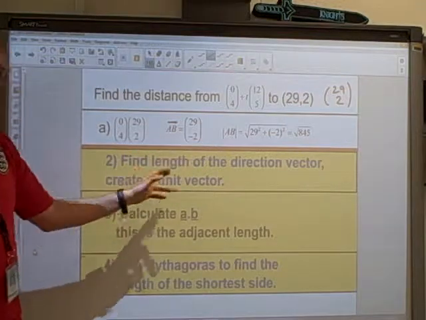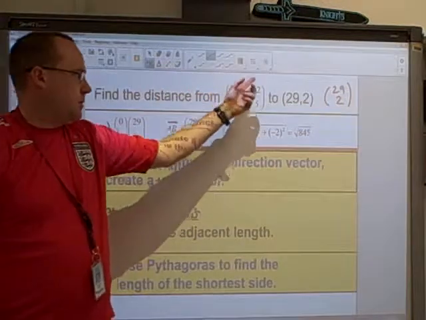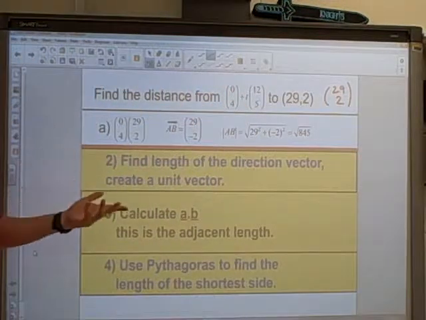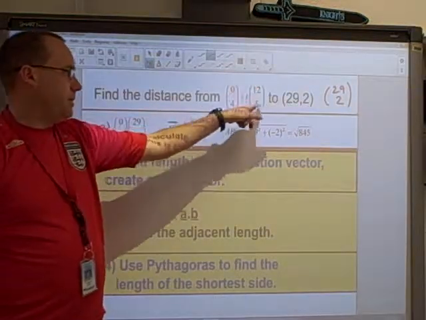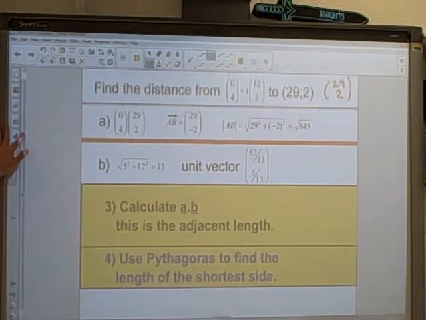Find the length of the direction vector. So this is our direction vector. To find the length using Pythagoras, 12 squared plus 5 squared all square rooted gives us 13. So if we divide by 13, this will be length 1. So 12 over 13 and 5 over 13. We've then got to find the dot product.